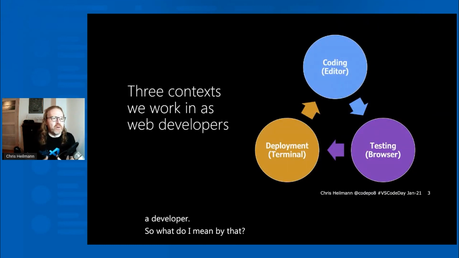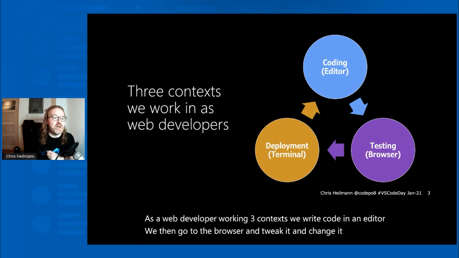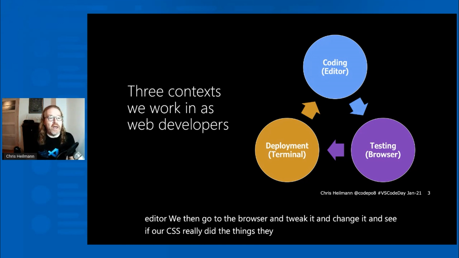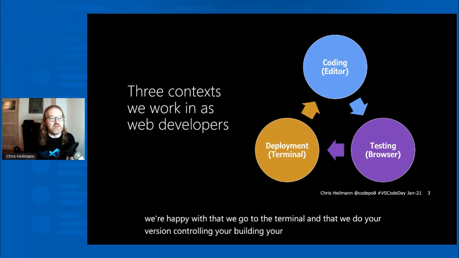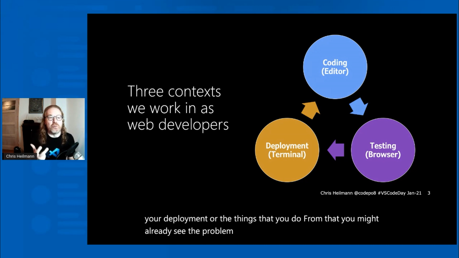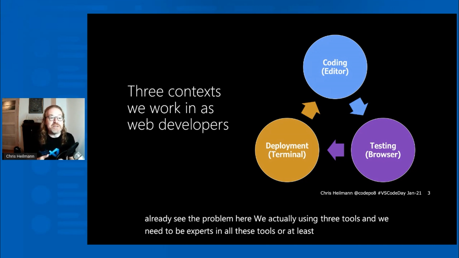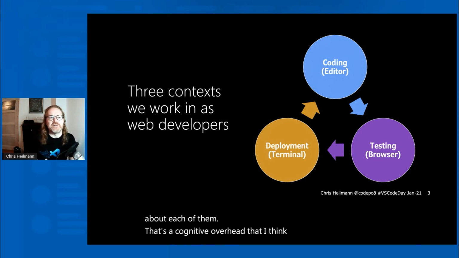As a web developer, we work in three contexts. We write code in an editor. We then go to the browser and tweak it and change it and see if our CSS really did the things they were supposed to do. And once we're happy with that, we go to the terminal, and there we do your version controlling, your building, your bundling, and your deployment. You might already see the problem here. We're actually using three tools, and we need to be experts in all these tools, or at least we need to know a bit about each of them. That's a cognitive overhead that I think makes us less effective as developers.